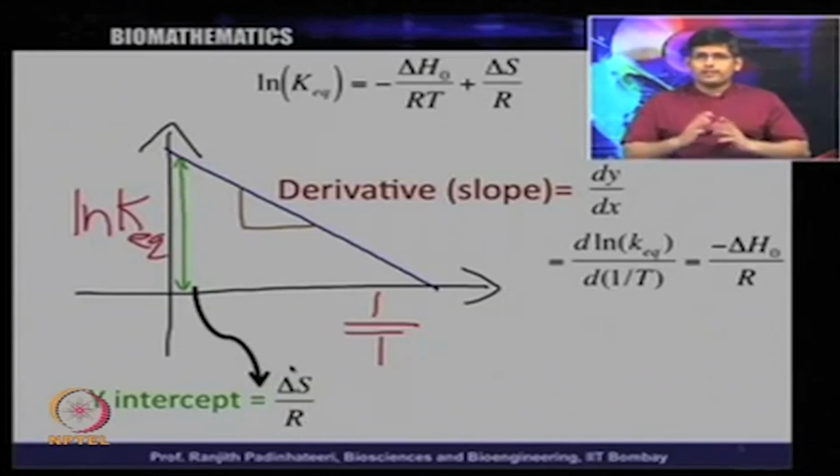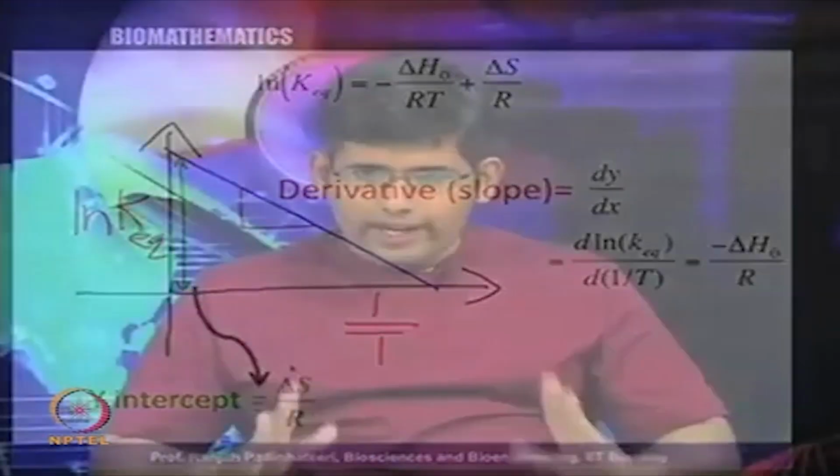So, from this particular experiment, by knowing the simple idea that derivative is nothing but the slope, and by calculating the derivative of this experimental curve, we can get the enthalpy delta H 0, and from the y intercept we can also calculate the entropy. So, enthalpy and entropy from a simple experiment where we vary the temperature and measure the concentration of A and B.